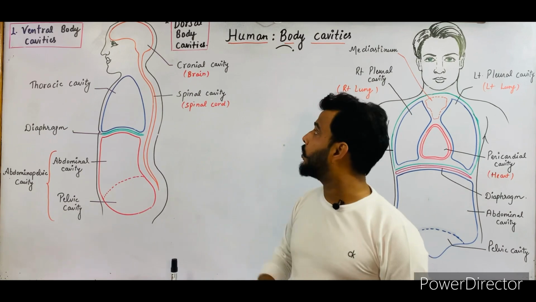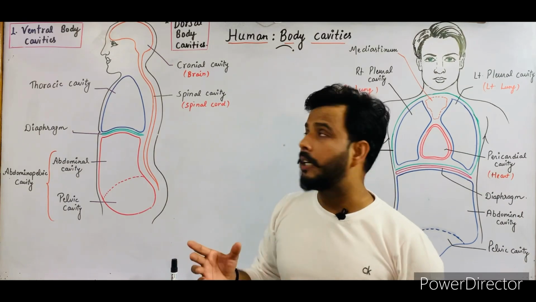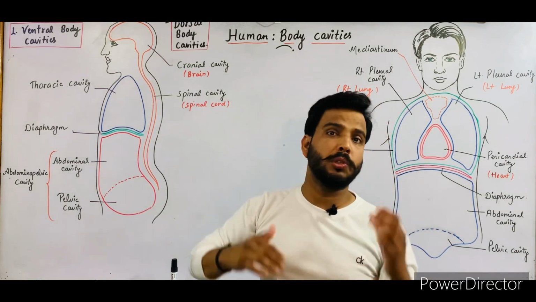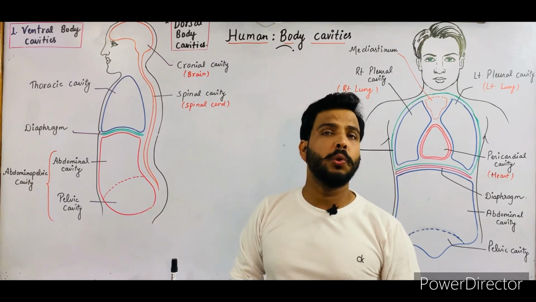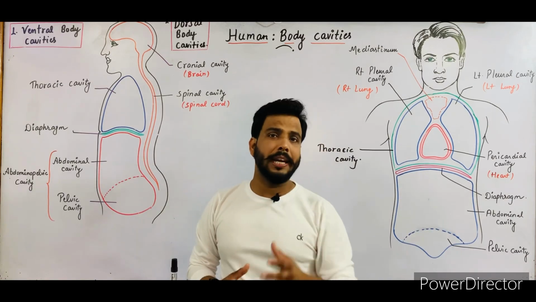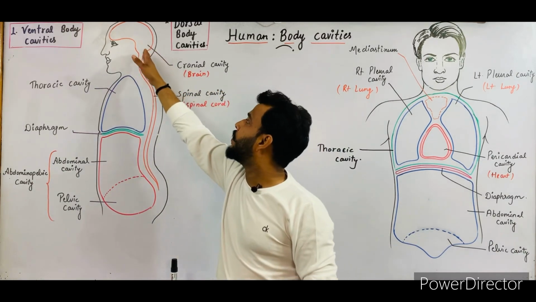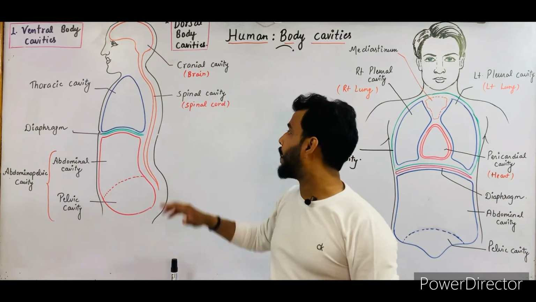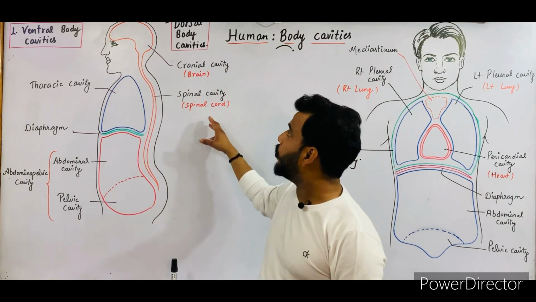Now we'll talk about the dorsal body cavities. This side of the body is known as the dorsal side. Our dorsal side consists of a cranium. Cranium means the part of the skull that protects the brain, and inside the cranium a hollow cavity is present that is known as the cranial cavity. Inside the cranial cavity our brain is situated, and this cranial cavity protects the brain. Below the cranial cavity a hollow cavity is present inside our vertebral column or the backbone, which is known as the spinal cavity, and this spinal cavity consists of our spinal cord.